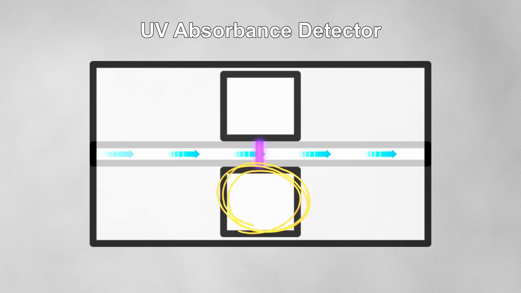A detector opposite measures the intensity of UV light that makes it through the solvent. As a compound in the mixture flows in front of the UV detector, it will absorb some of the UV radiation, so the detector measures a decrease in UV intensity, giving us a peak.